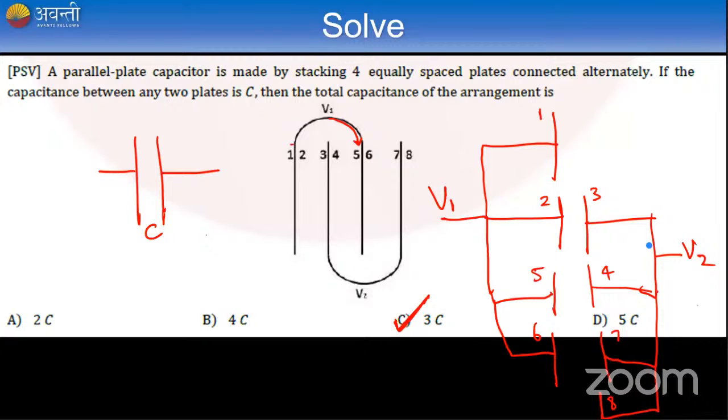Out of these, can we consider plates 1 and 8 for capacitance? See this plate and this plate, this region. Can we consider it? No, because this is not enclosing any charges. So I can't consider plate side 1 and plate side 8, and I'm neglecting these two. For the others, if I redraw the circuit, I would get something similar to this: C, C, and C. So I have three capacitors connected in parallel, and their effective capacitance is 3C.